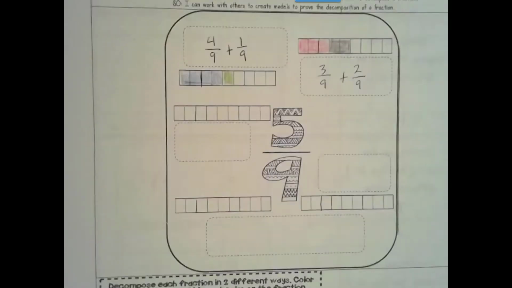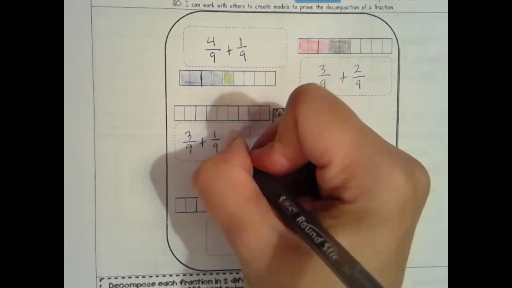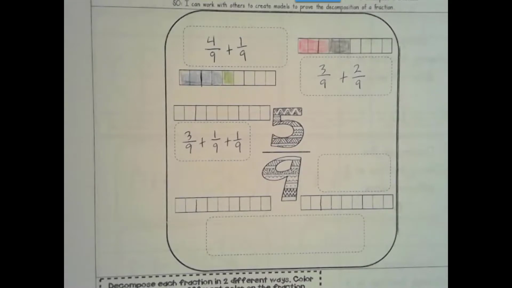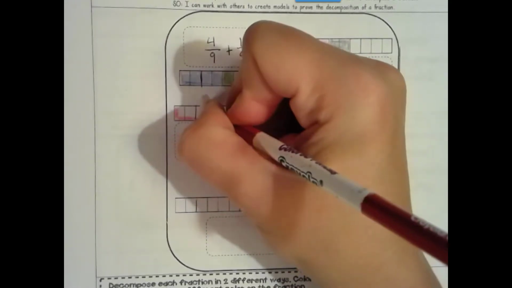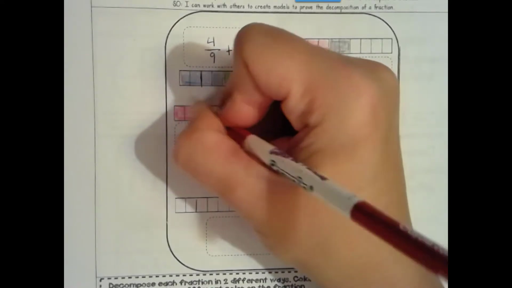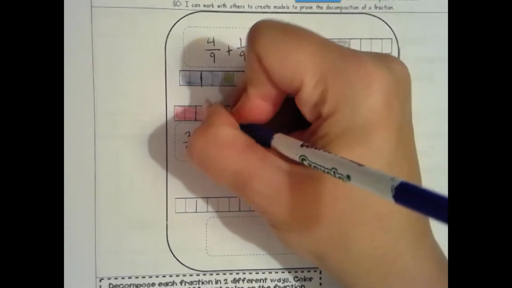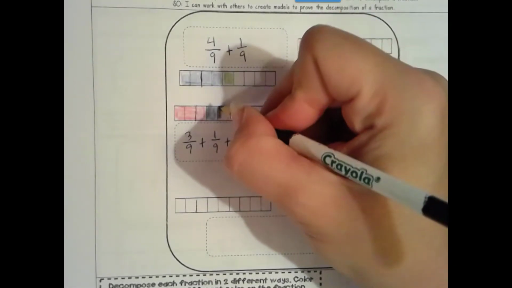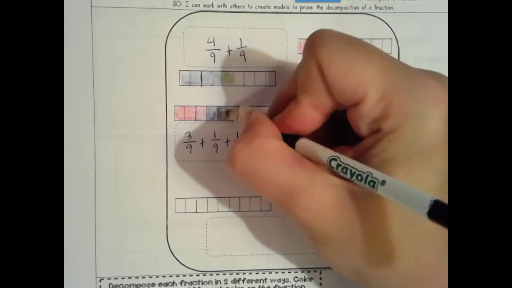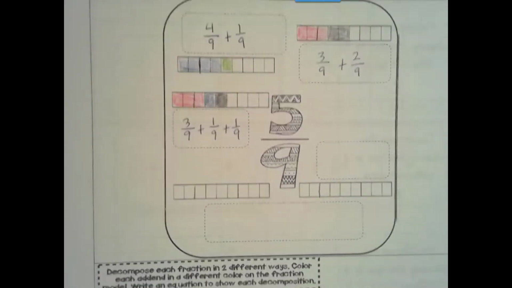But I could break it down in other ways as well. I could do 3/9, and I can break down that 2/9 into 1/9 plus 1/9. So I could have those 3/9 plus 1/9 plus 1/9. And I have 1, 2, 3, 4, 5/9 shaded in.